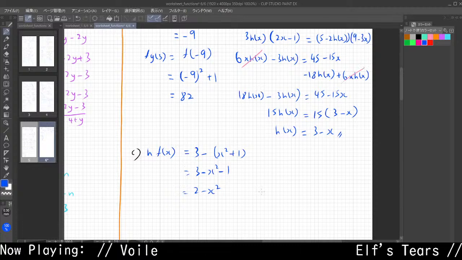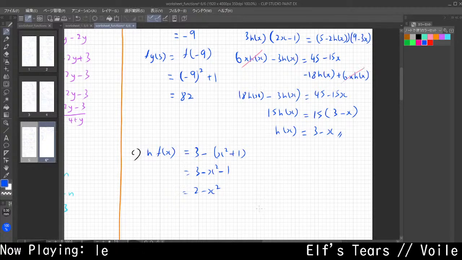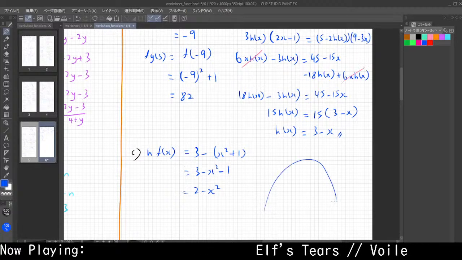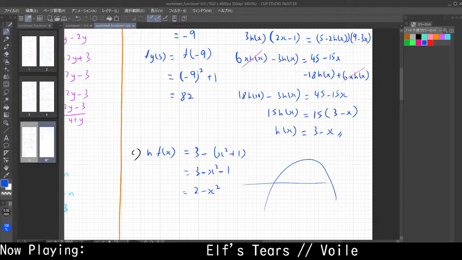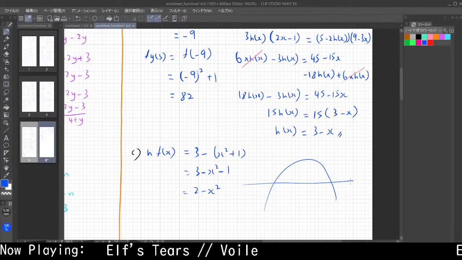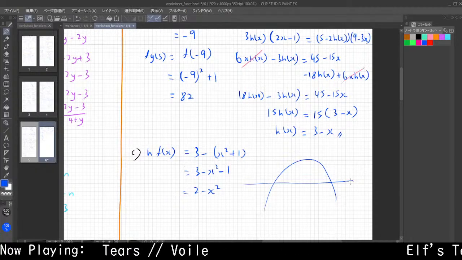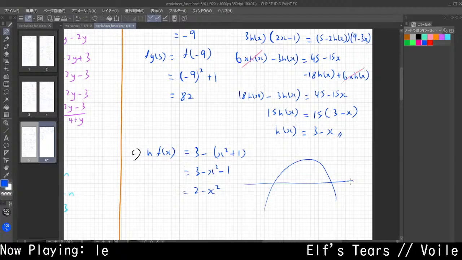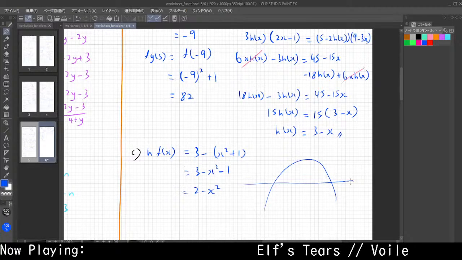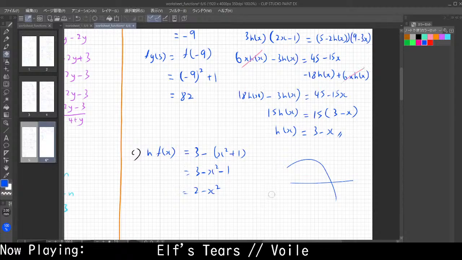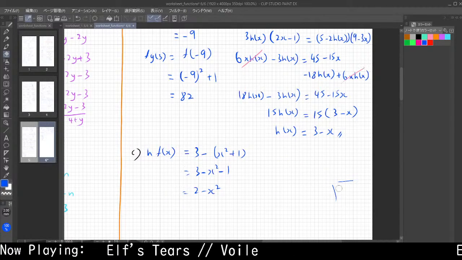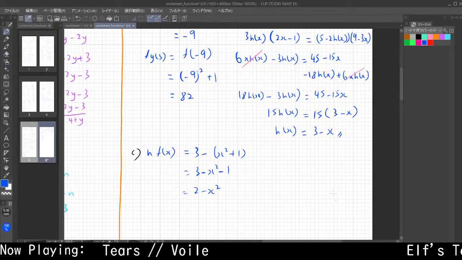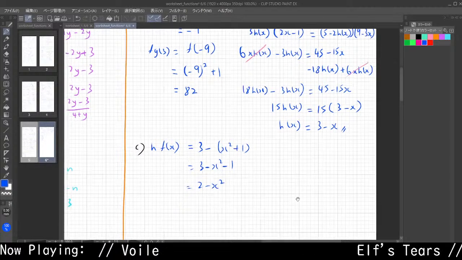No, because quadratic functions, in this case it is a parabola. The horizontal line that passes through it passes through 2 points at once. Therefore, it is not one-to-one. Because of this, it doesn't have an inverse function. So yeah, it doesn't exist.